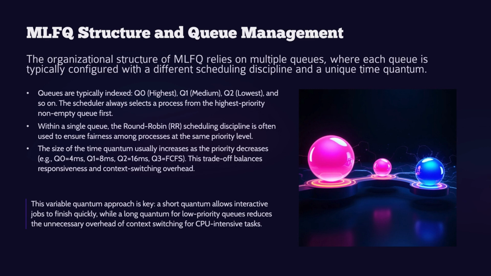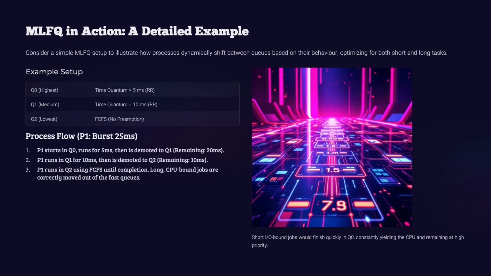As we move to the lower queues, the time quantum increases, say 4 milliseconds, 8 milliseconds, 16 milliseconds, etc. This helps interactive jobs finish fast and reduces overhead for longer jobs. In short, MLFQ adjusts priority dynamically to stay responsive and efficient.